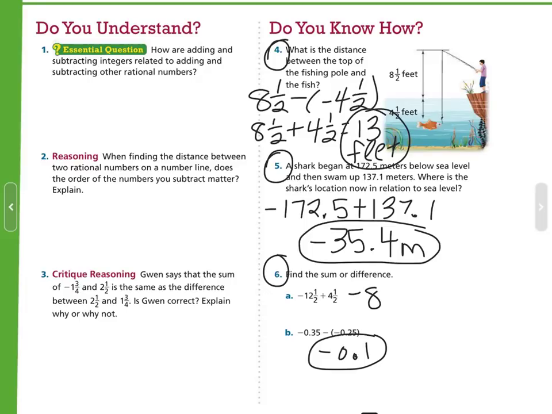Okay, take a look at those three problems and their answers. You may need to pause the video so that you can check your answers before it goes on to the next page.